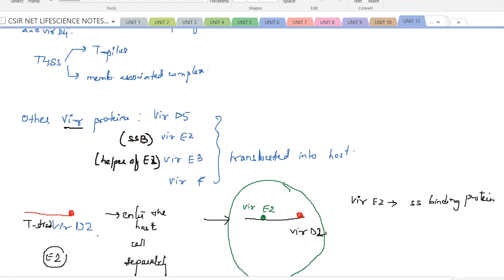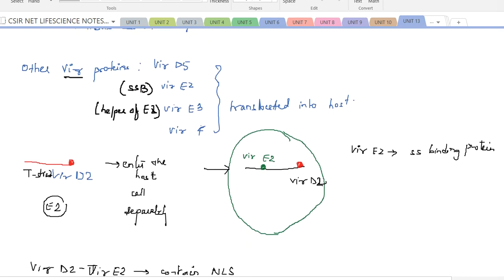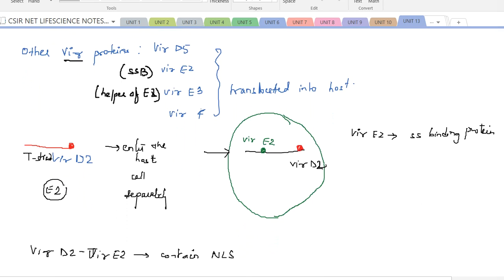Next we come to D2 and E2. They will enter into the host cell separately, and they get assembled. This is the host cell. VirD2 and VirE2 enter separately and assemble in the host cell.